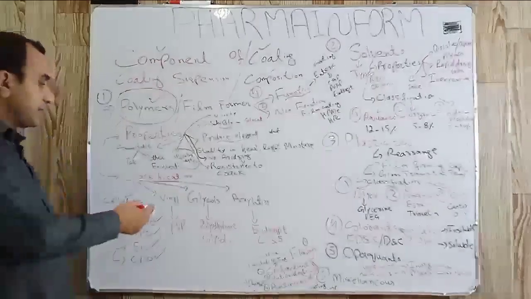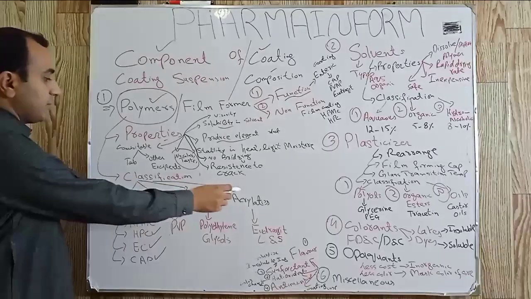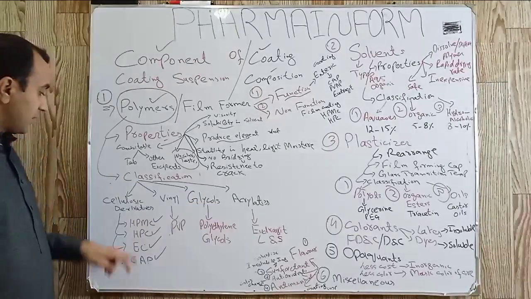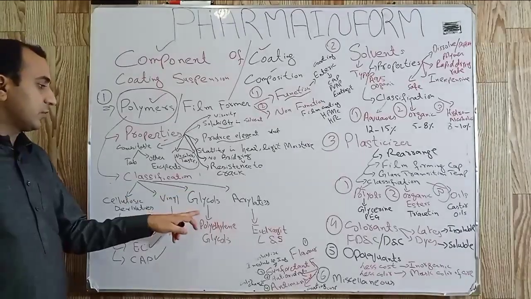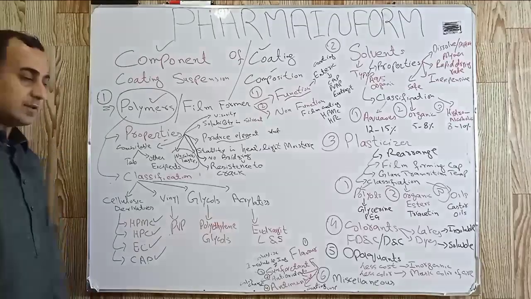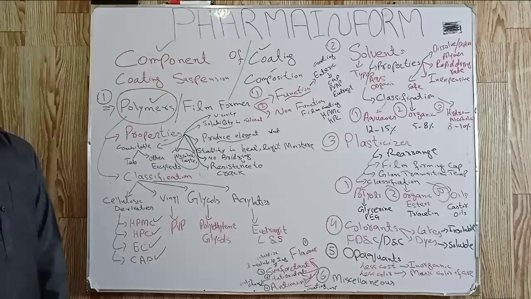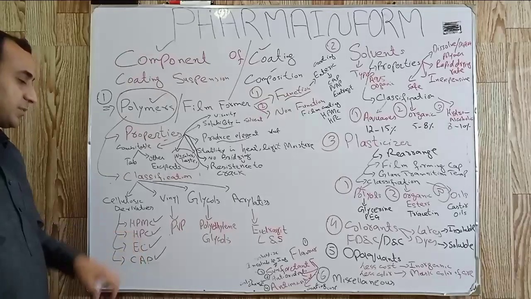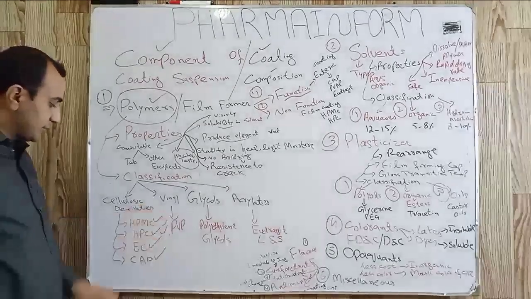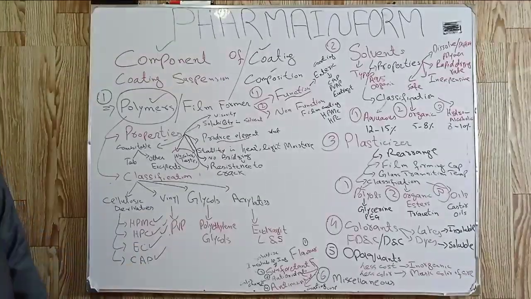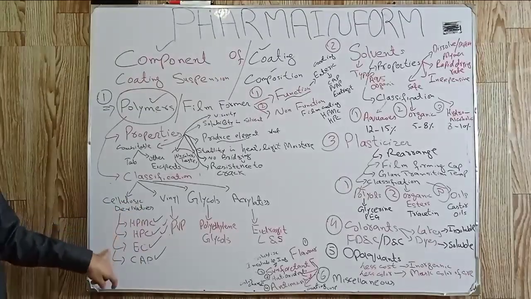Now if we talk about the classification of polymers, we have 4 classes of polymer. First class is cellulosic derivatives. Second is vinyl derivatives. Third is glycols, and fourth is acrylate derivatives. In cellulosic derivatives, we have HPMC, hydroxypropyl methyl cellulose, HPC, hydroxypropyl cellulose, methoxyl ethyl cellulose, and CAP, cellulose acetate phthalate. These come under the class of cellulosic derivatives.